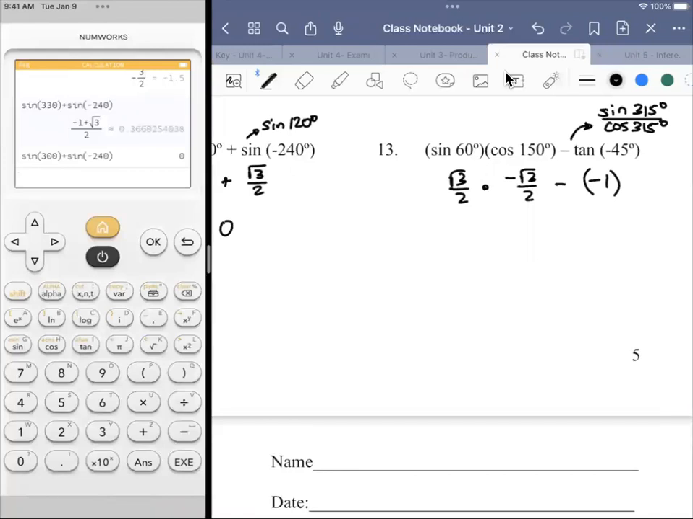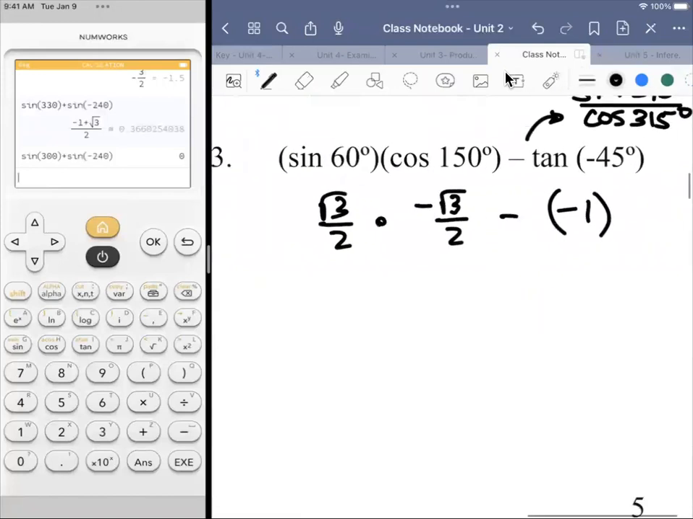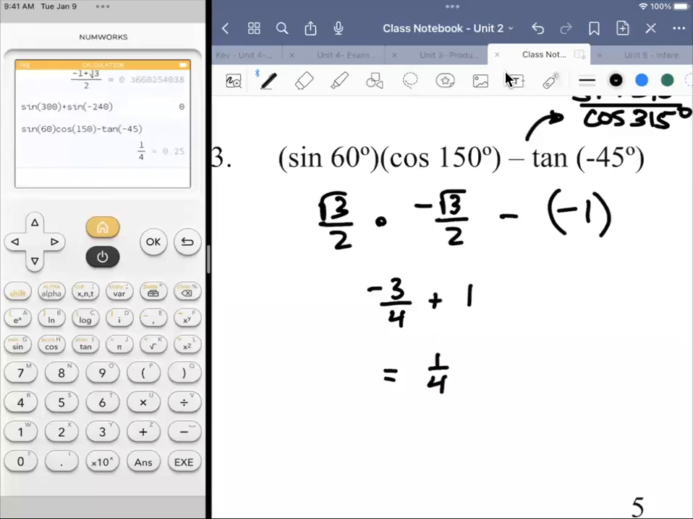So that's how you can come up with a negative 1, because on the top, you'll have negative radical 2 over 2. On the bottom, you'll have positive radical 2 over 2. So it'll simplify to a negative 1. All right, so when you multiply here, this 3 is poor quality, so let me take care of that. Not much better. There we go. So negative 3 over 4 plus 1 is going to be equal to 1/4. All right, but again, sine 60, cosine 150, minus tan negative 45, and you get your 1/4.